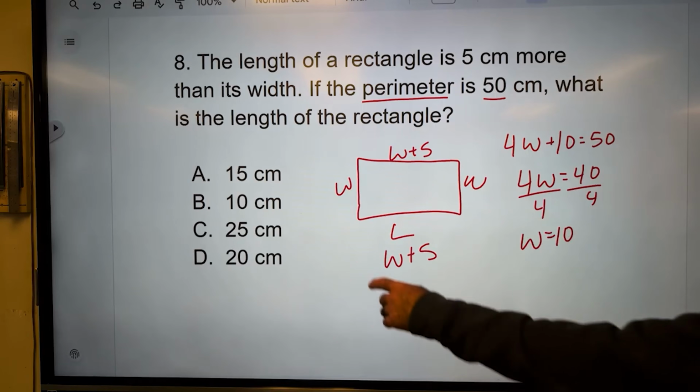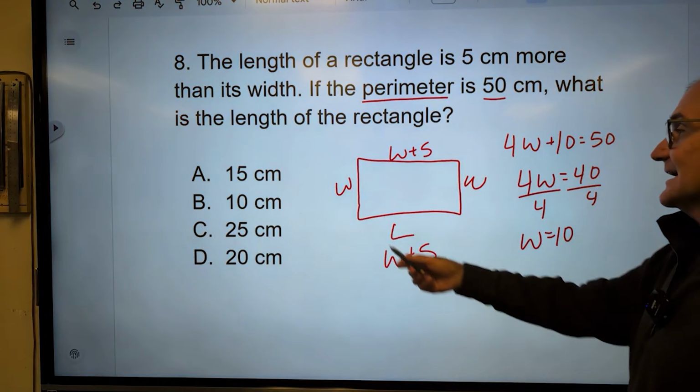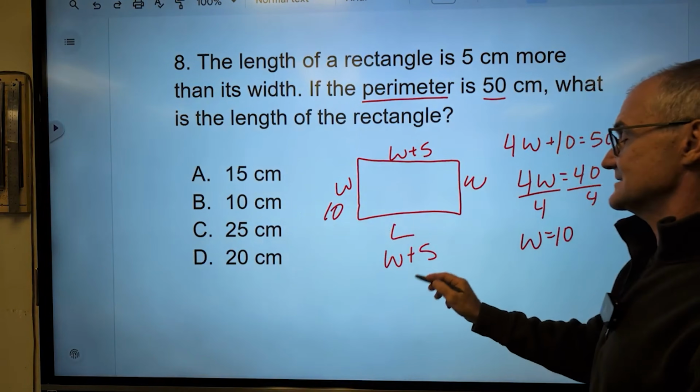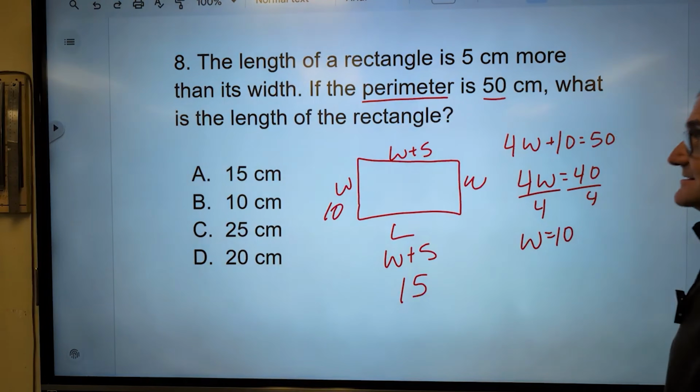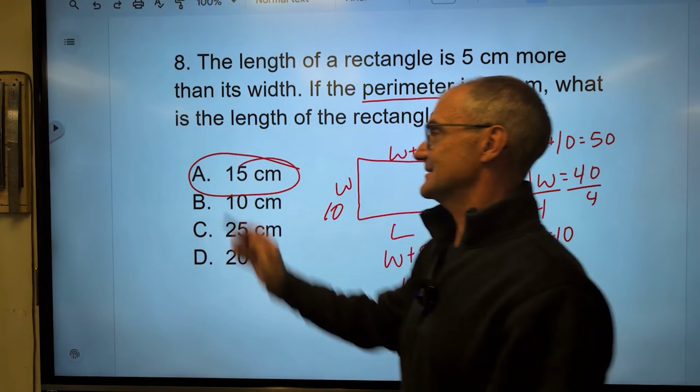Let's make sure we're finding the right thing. What is the length? Well, this is 10, and the length is 10 plus 5, 15. So it is asking what is the length of the rectangle? Correct answer, answer A right there.